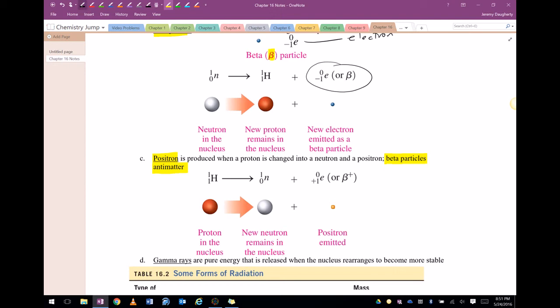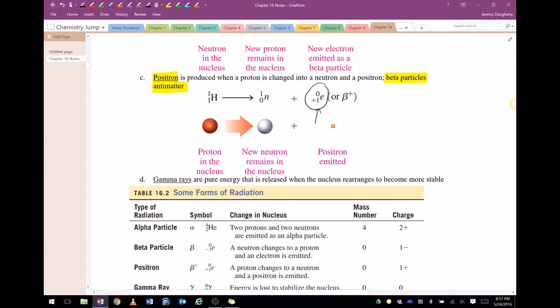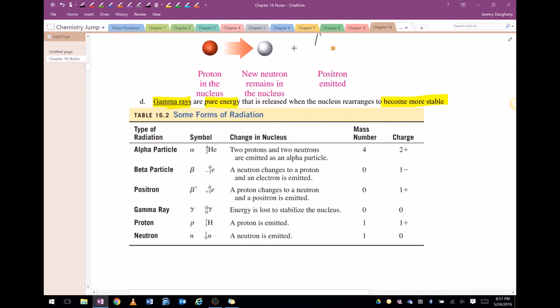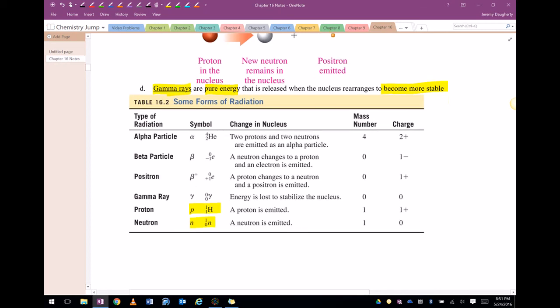The beta particle is the 0 over negative 1 e. Pardon me, the positron is the 0 over positive 1 e. It looks a lot like the beta particle. And then there is the gamma ray. Gamma rays are just pure energy, and they're rare by themselves. They usually accompany other decay reactions, and they do this, again, in order to become more stable, lower energy. So again, there are the different types of radiation that we can have. Protons we've already talked about, and of course you know the neutron.